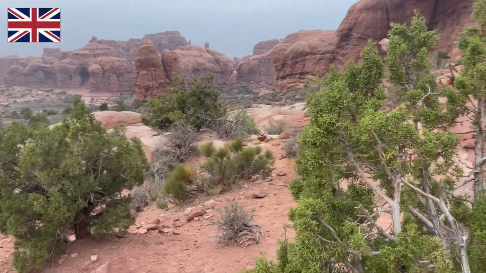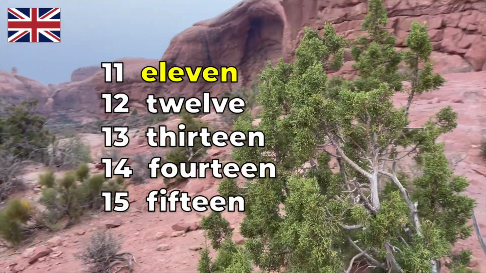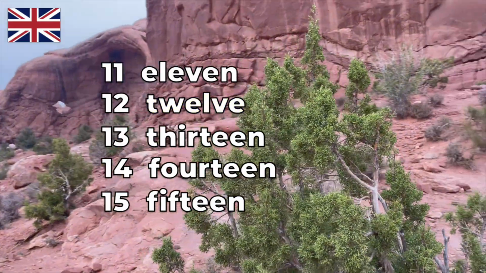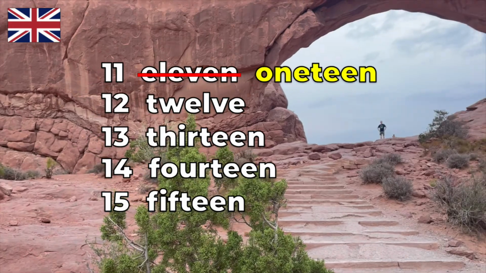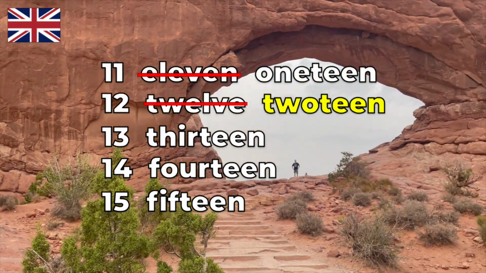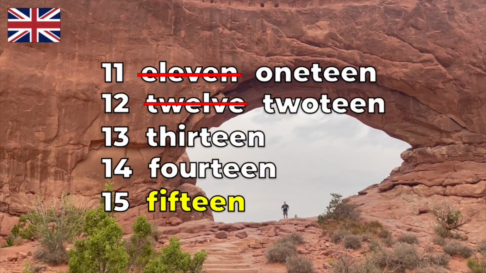The most unpredictable numbers in English are 11 and 12. If they followed the pattern, they would be something more like 1-teen, 2-teen, to fall in order with 13, 14, 15, and so on.